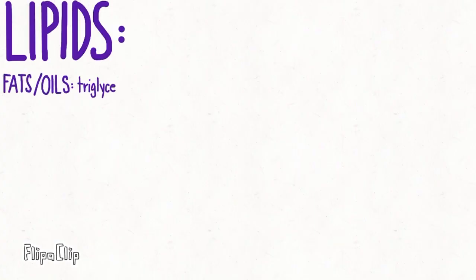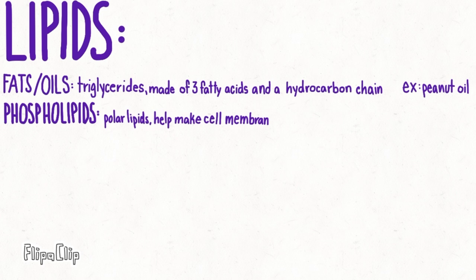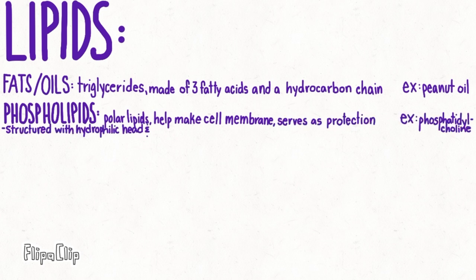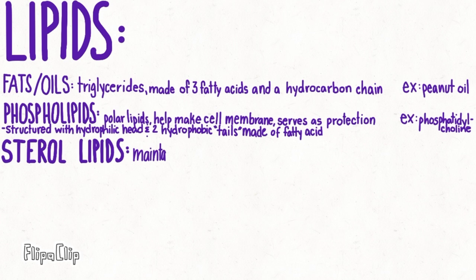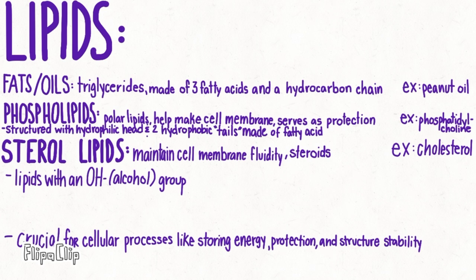Next is lipids, which are used to store energy. Fats and oils are typically triglycerides, which are made of fatty acids and hydrocarbon chain, for example, peanut oil. Phospholipids are polar and they make up the cell membrane. They also have hydrophilic heads and two hydrophobic tails. Sterolipids maintain the cell's fluidity and have an alcohol group that can help store energy, provide stability and protection, for example, cholesterol. And finally is nucleic acids.